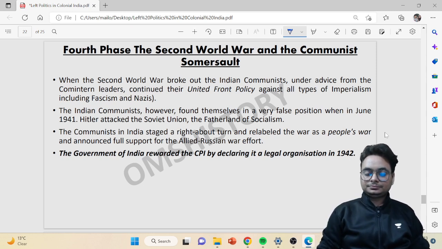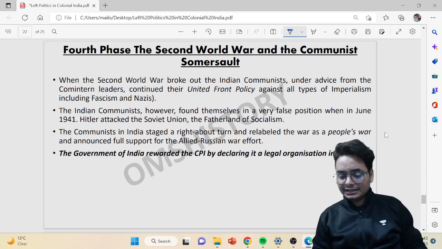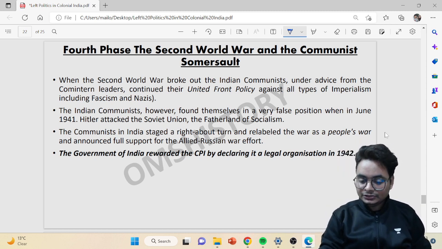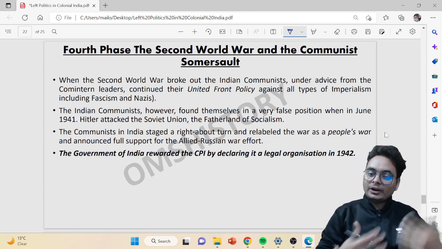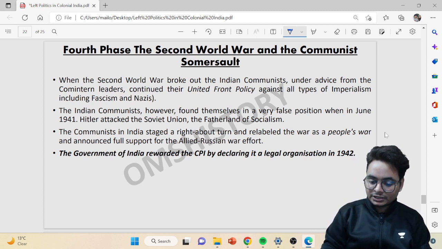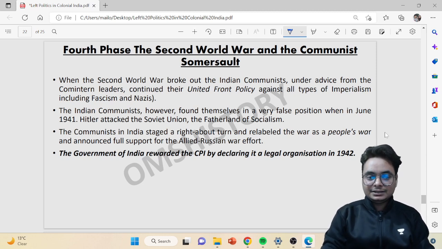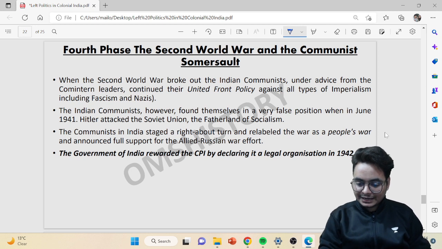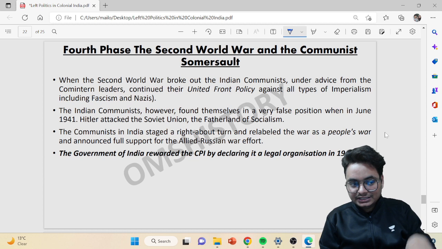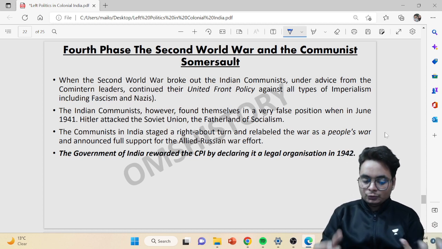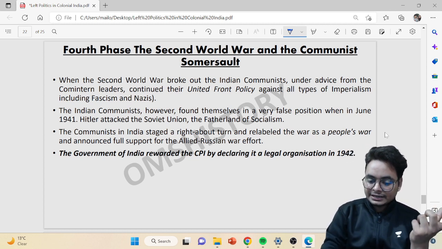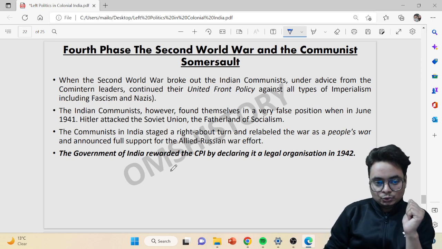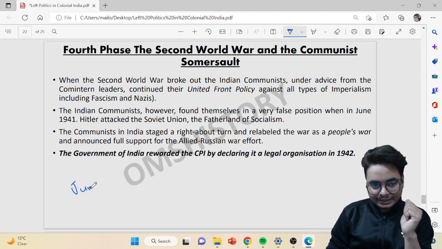and the Communist Party of India basically declared that we need to launch a mass movement at this very point of time. So in a way, they scored a point over Congress. But the Communist Party, or the communist leadership in India, found themselves in a very false position when in June 1941 a thing happened.